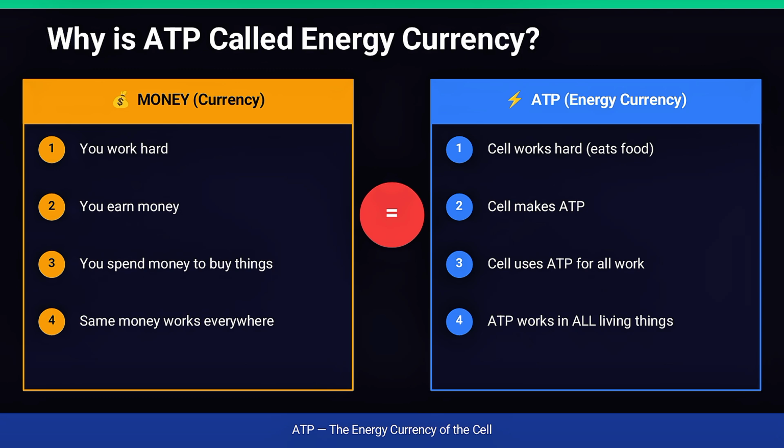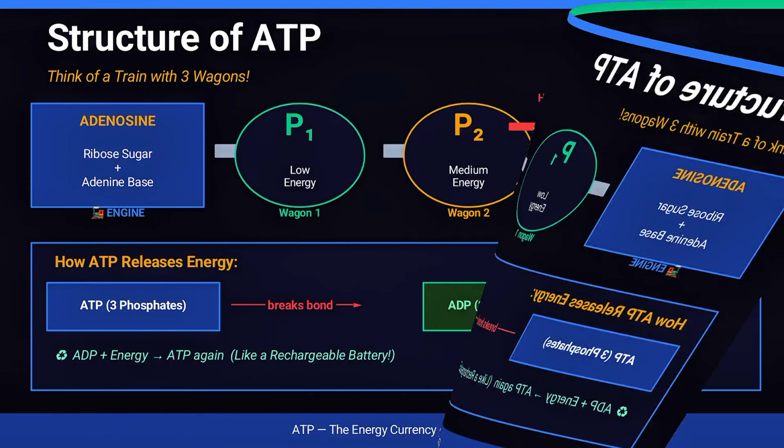That's why scientists gave it this beautiful name, the energy currency of the cell. And just like money works in every country, ATP works in every living thing. Whether it is a bacteria, a plant, an animal or a human, all of them use ATP as their energy currency. That is what makes it so special.